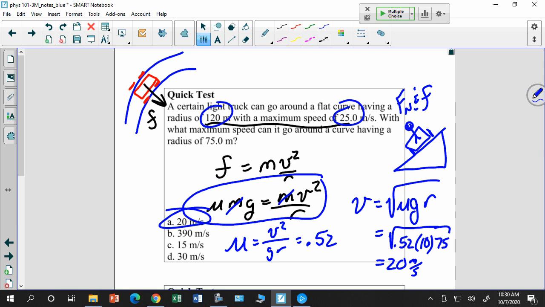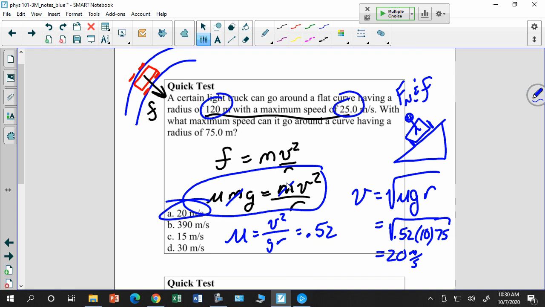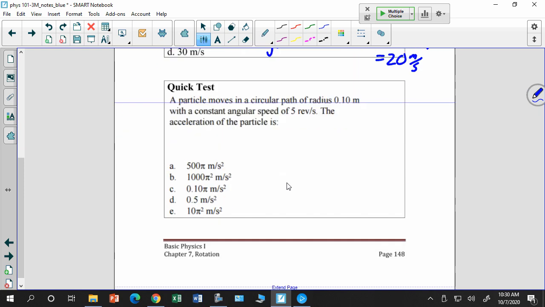All right, let's do this last one. Remember how angular and linear quantities are related to one another. How do I relate angular and linear quantities? And then also remember that the angular quantities must be in SI units in order to make that work correctly.